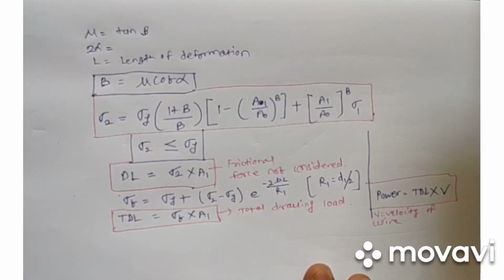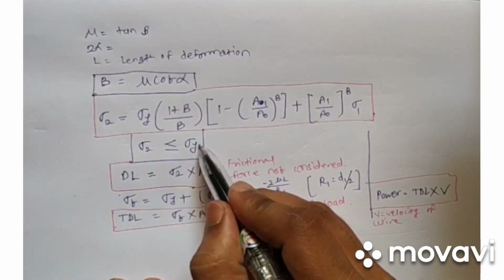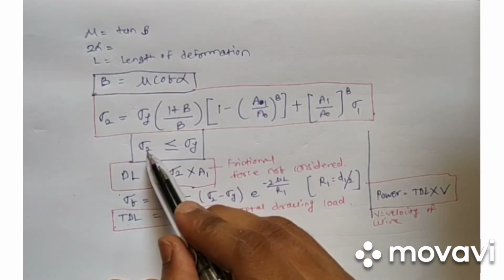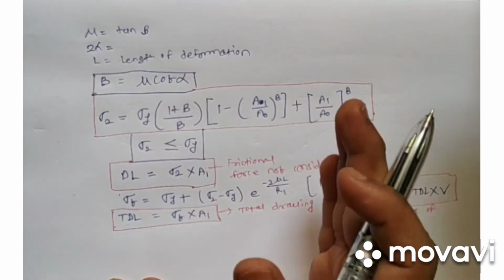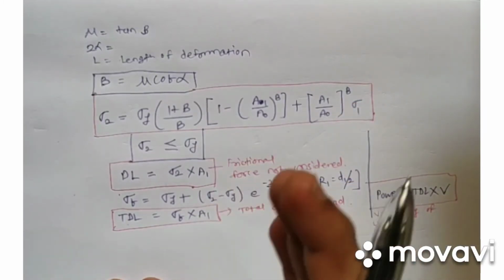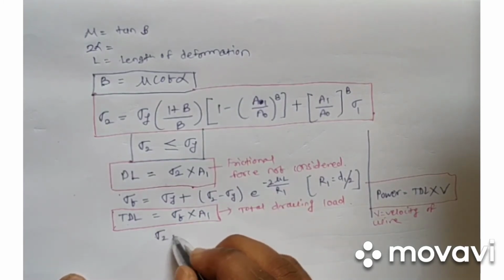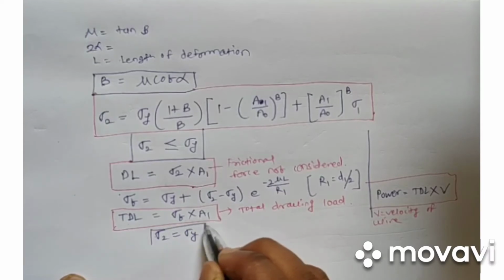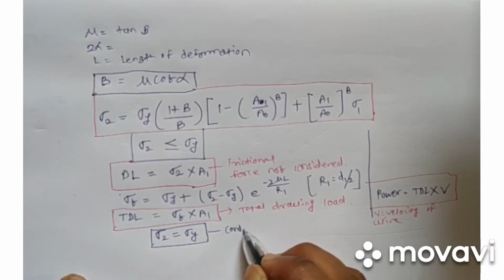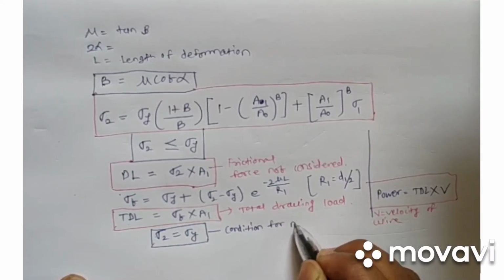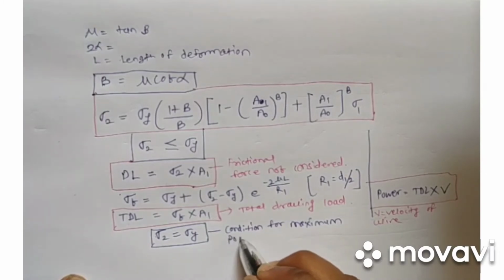As we have seen, this sigma 2 should be lesser than sigma y, and in the maximum case sigma 2 can be equal to sigma y, and at that moment we will get the maximum reduction in the rod. The aim is to find how much maximum reduction we can get from this process. So for that purpose we have to consider a condition where sigma 2 becomes equal to sigma y. So this is the condition for maximum possible reduction in this process.